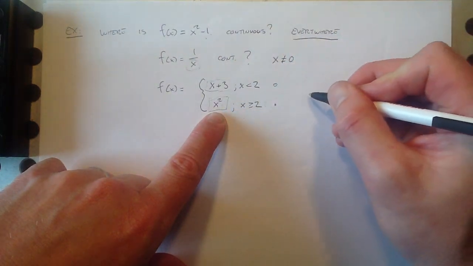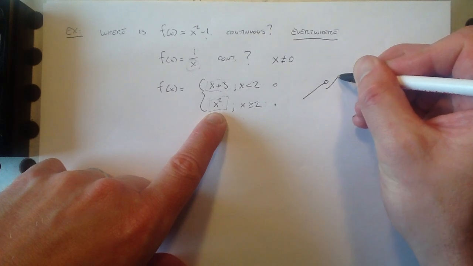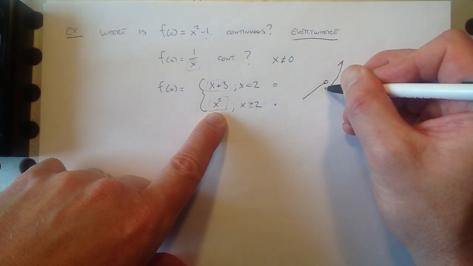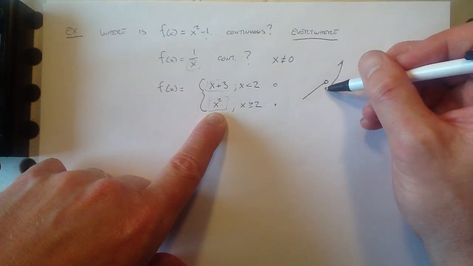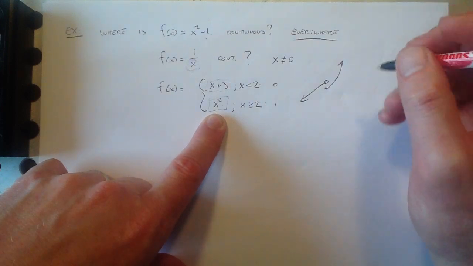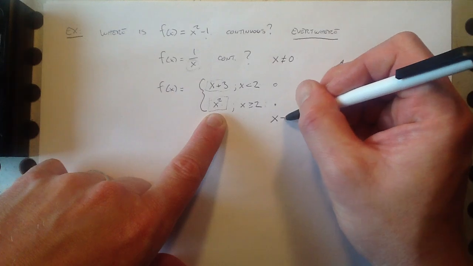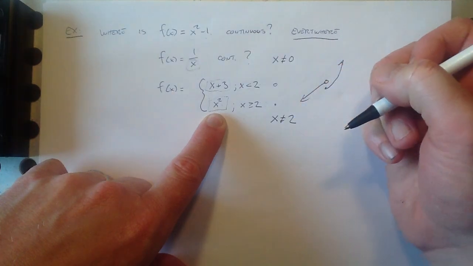So this function is going to have a hole, and then it's like it missed. It was kind of close, right? We're only off by 1, but there is in fact a jump in that function. So this is continuous everywhere except for 2.